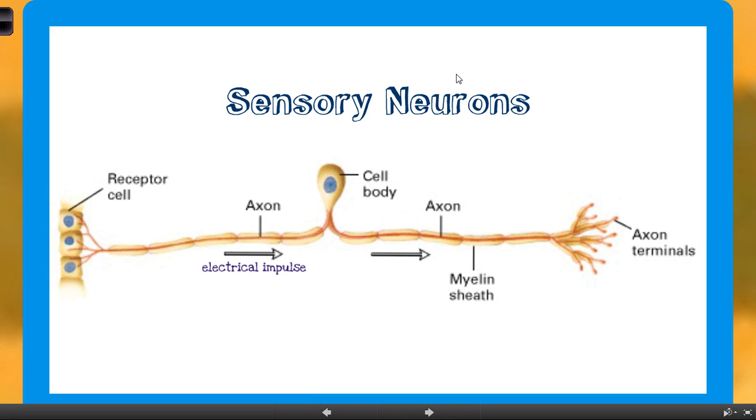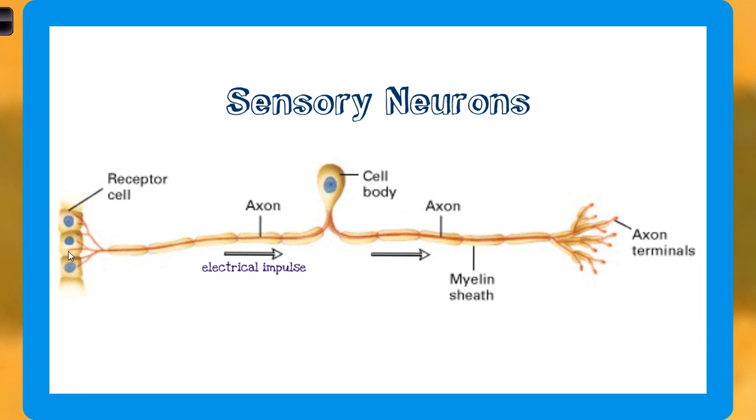So a sensory neuron is what picks up information from our receptors. Receptors are things like chemoreceptors in our tongue and in our nose that pick up tastes and smells, or photoreceptors that pick up light in our eye and our retina, or receptors in our skin, like thermoreceptors or mechanoreceptors that pick up temperature and touch and pressure, all that sort of information.